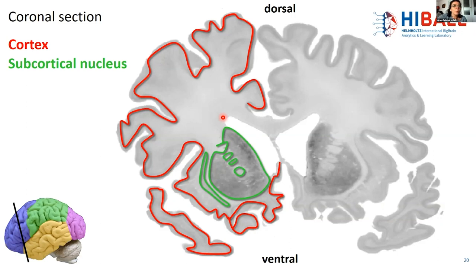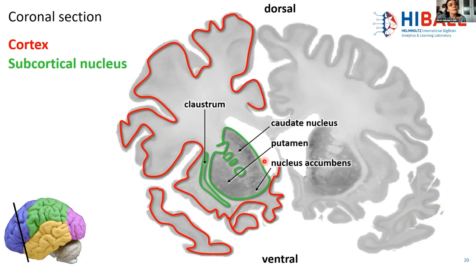Right. Okay, so we've got cortex. It's gray matter located in the surface of the hemisphere. And we've got subcortical structures. That's gray matter located within the hemisphere. Depending on where we are on the brain, we can identify different subcortical nuclei. On this section here, you can see the caudate nucleus, the putamen, and the nucleus accumbens. It's sometimes also just called accumbens.